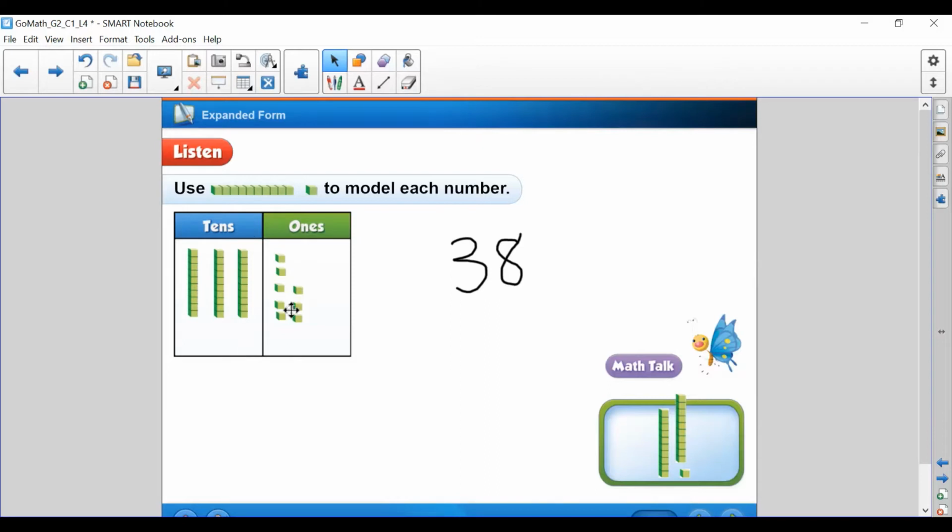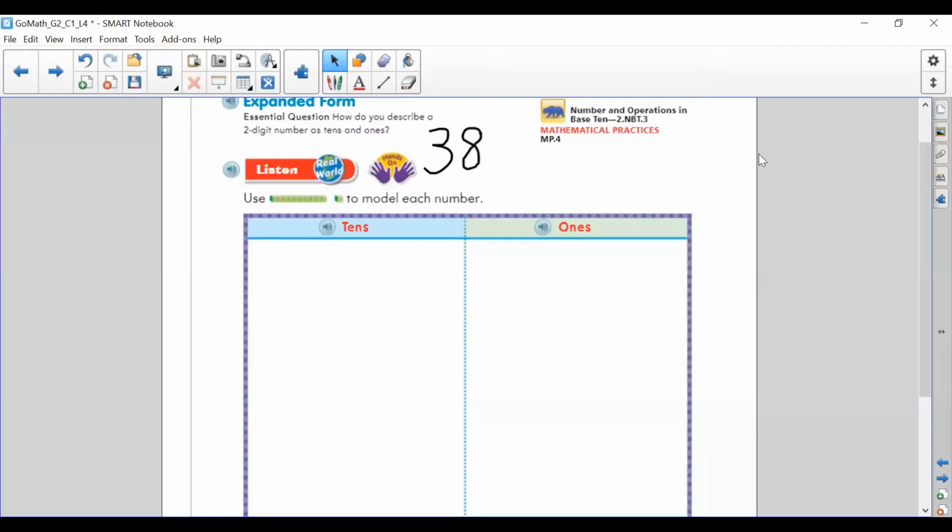These are tens and these are ones. And if we were to stack 10 of these little ones cubes together, they would make a base 10 block. So let's go back to our page. And here on our lesson page, we are going to just go ahead and draw quick pictures because we may not have the base 10 blocks.